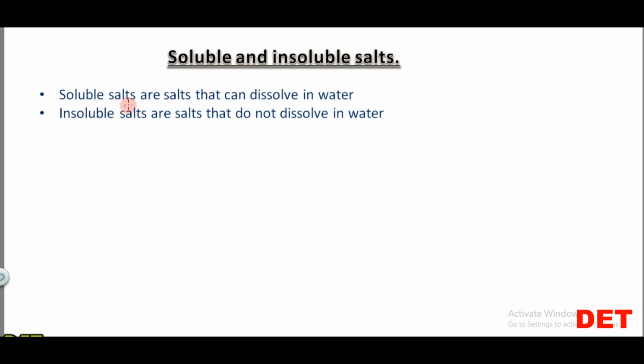A soluble salt is a salt that can dissolve in water. Any salt that can dissolve in water is referred to as a soluble salt. Insoluble salts are salts that do not dissolve in water, or salts that cannot dissolve in water. So any salt that cannot dissolve in water is referred to as an insoluble salt.